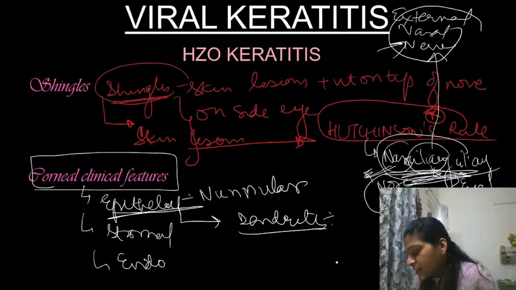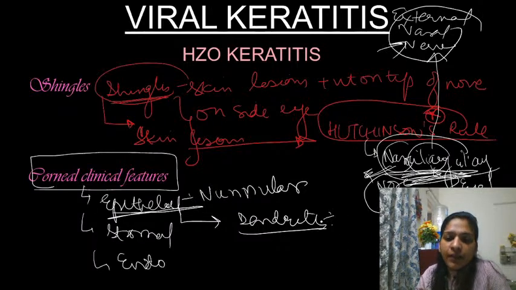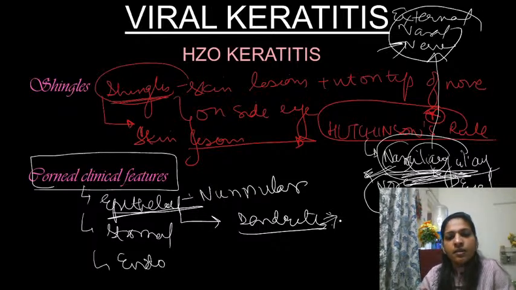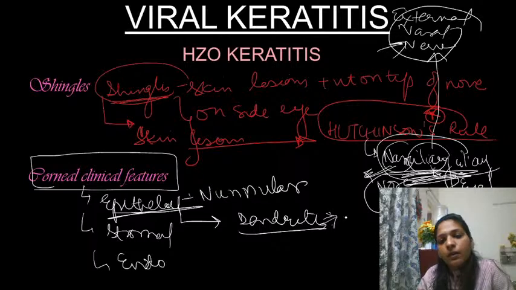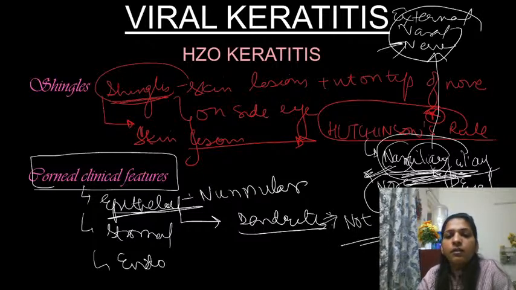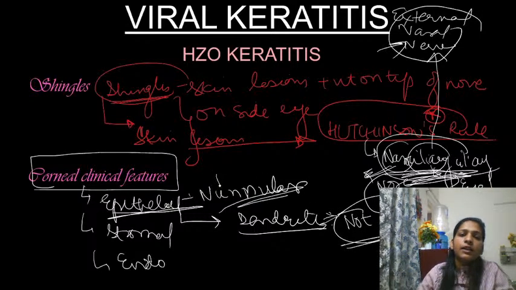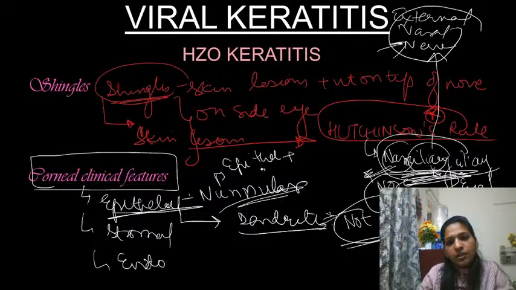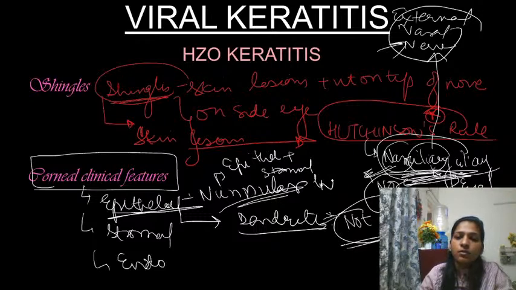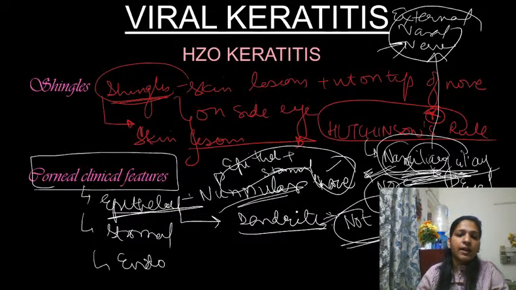Yes, Bhuvansri, external branch, I have already told. Now you have to tell me the difference in the dendrites of HZO. Okay, so they will not have terminal ends. Terminal bulbs will not be there in herpes zoster. Okay, and in nummular, if along with epithelial involvement there is stromal haze, that is known as nebular keratitis. Stromal haze is present along with the epithelial involvement, then that is known as nebular keratitis.